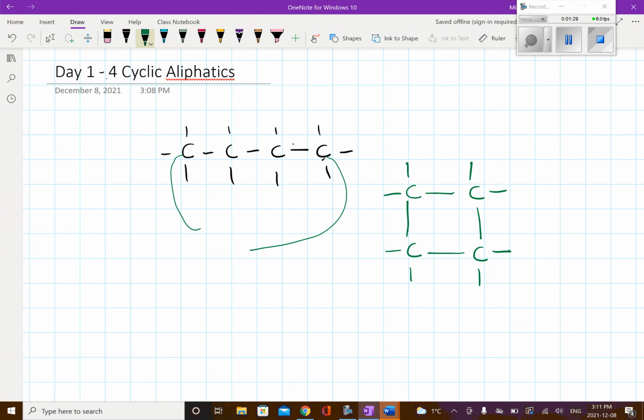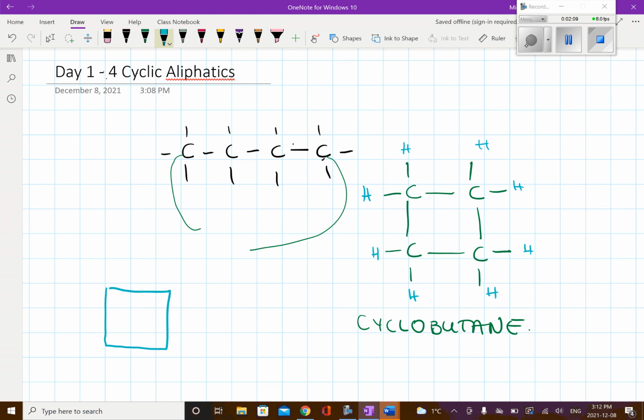If we are drawing the structural diagram, then we'll have added here hydrogen, hydrogen, hydrogen, hydrogen, hydrogen. In all of those lines here at the end, we will have hydrogen. So in other words, the line diagram of cyclobutane will be something like this.